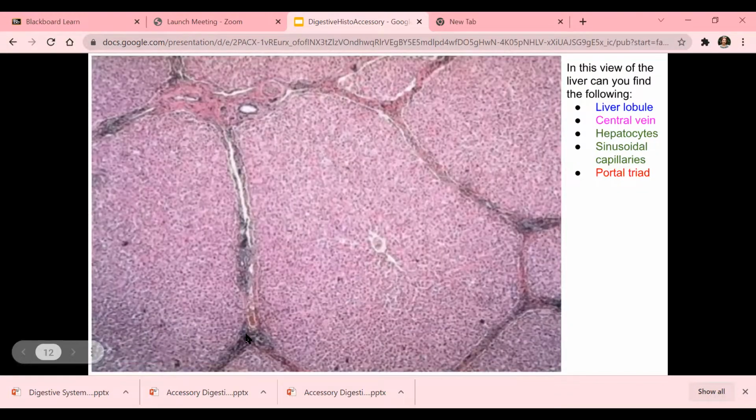This is the other picture of the hepatic lobule. You can see many hepatic lobules here. This structure in the center is the central vein. You can see the portal area or portal triad on the corner. And these are the hepatocytes. Between the hepatocytes, we have hepatic sinusoids.